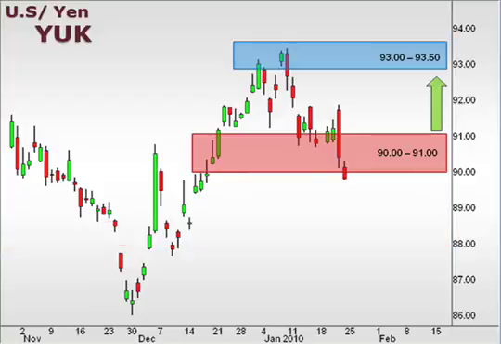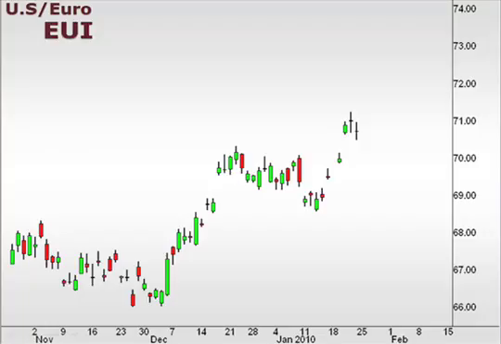A bounce off of this 90.91 focal zone should meet with some resistance up here in the 93 to 93 and a half range. A push through this 93, 93 and a half focal zone will lend further credibility to a strengthening US dollar against the yen in the bigger picture.